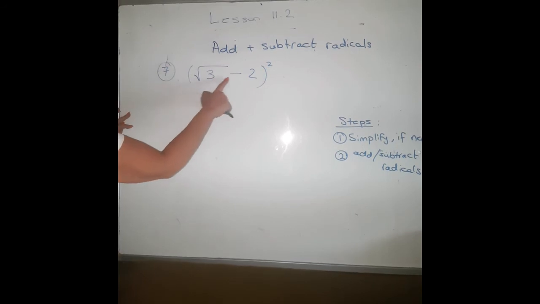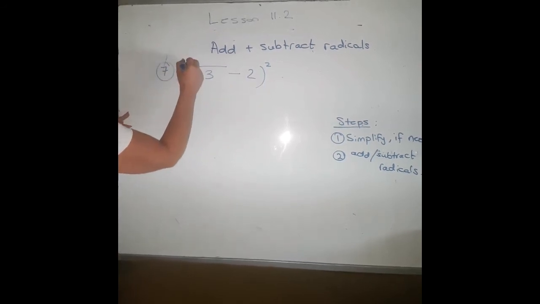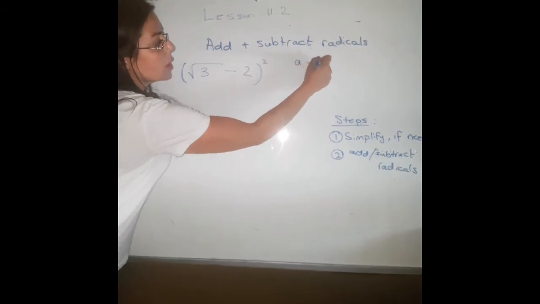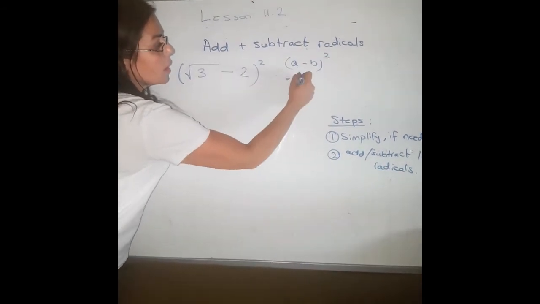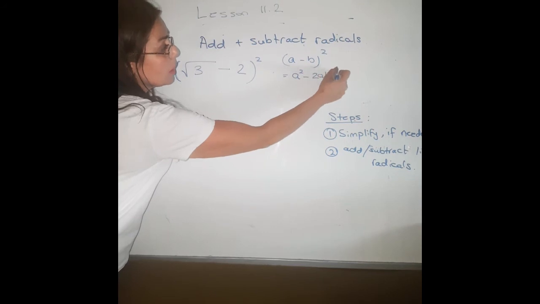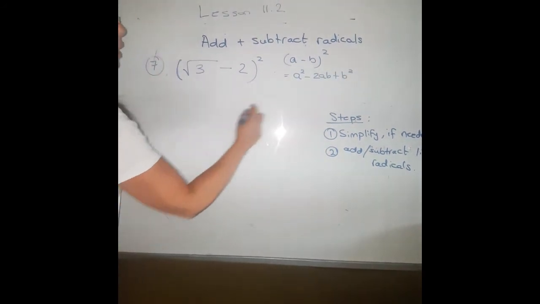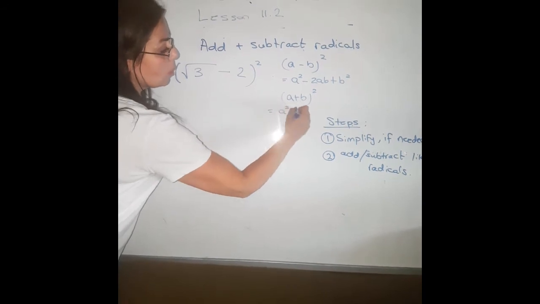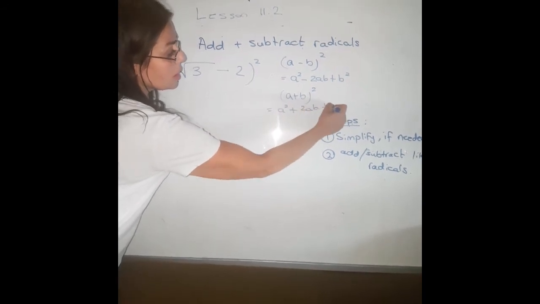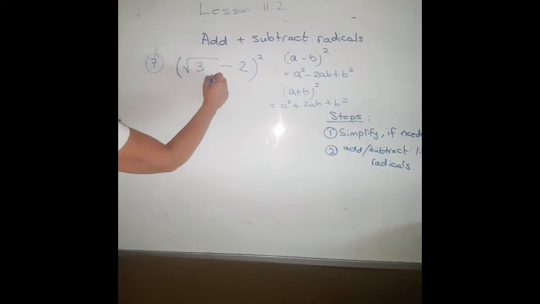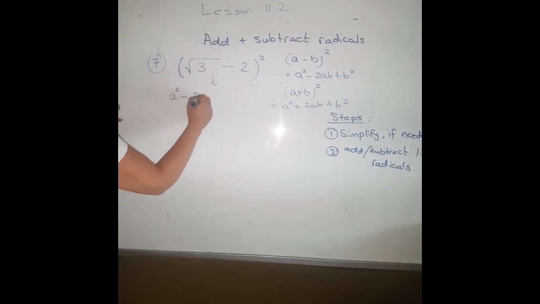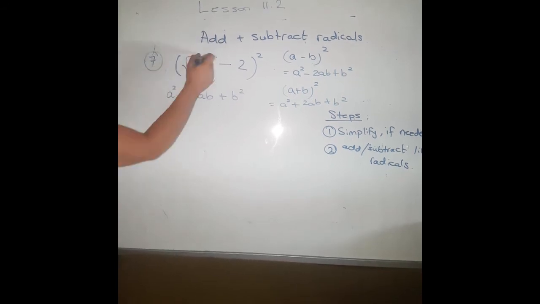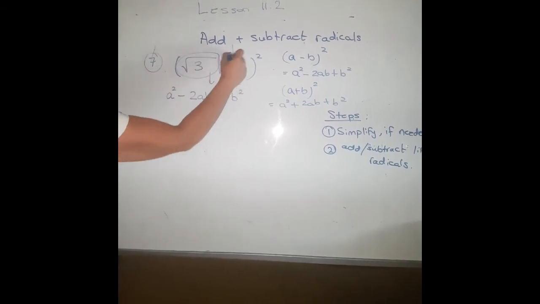Now we have radical 3 minus 2, all of this in parentheses to the second power. It's a special case. Always remember, (a minus b) to the second power is a² minus 2ab plus b², and (a plus b) to the second power is a² plus 2ab plus b². The same goes here. So this is a² minus 2ab plus b². What is the a? This is your a, this is your b.